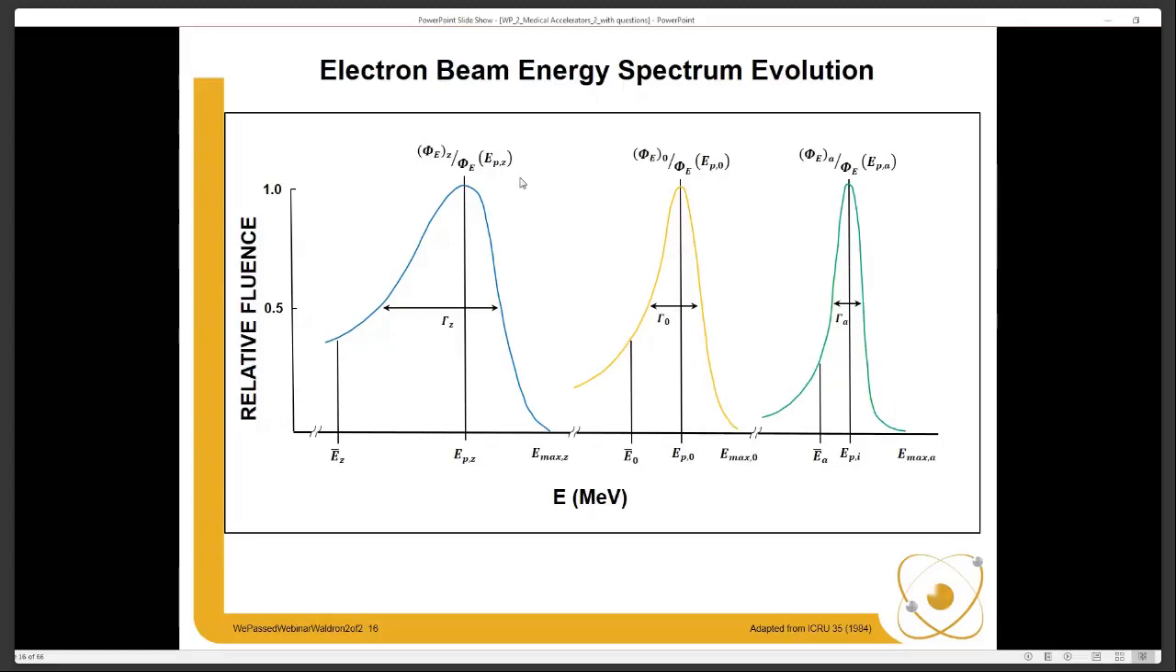And of course, now over here on the left with this blue curve, you can see now we're talking about EPZ, which is the most probable energy at depth, E bar Z, the average energy at depth, Emax at depth, and so on. The energy spread is considerably wider than either of the other two in terms of just energy width. So the electron energy spreads out very rapidly when it leaves the vacuum and travels through first air and then mediums such as water.